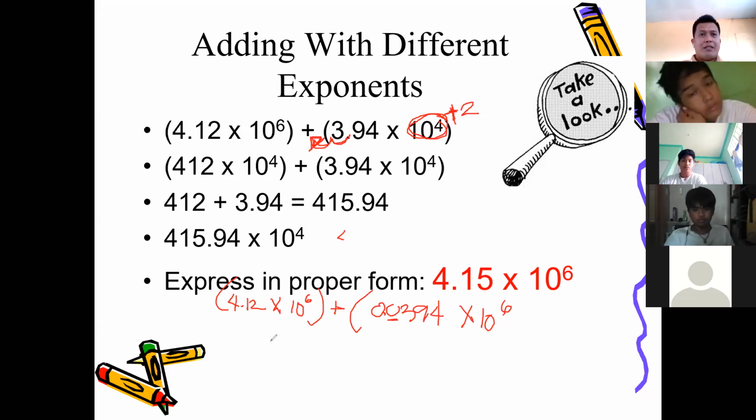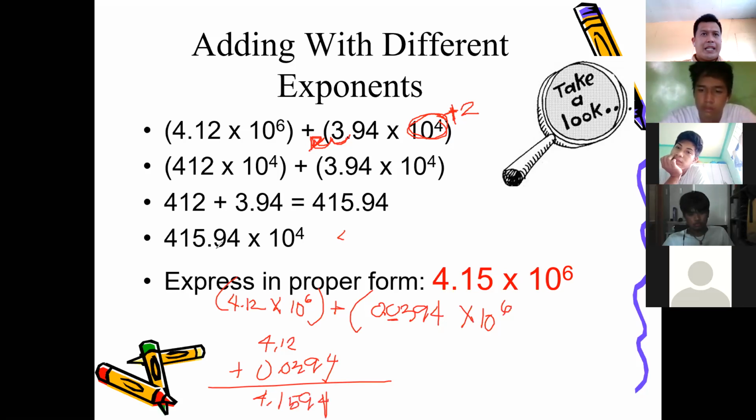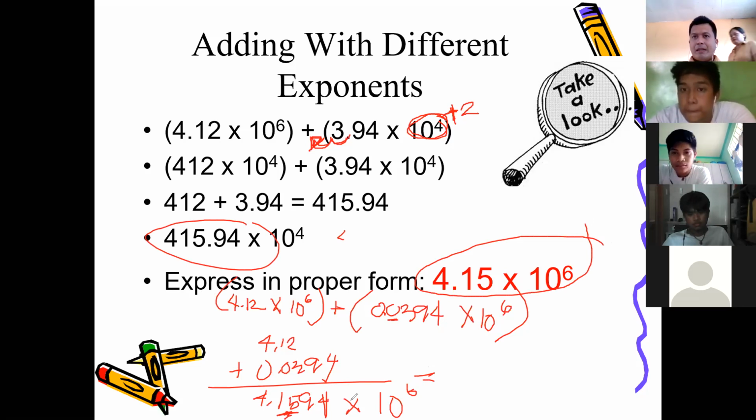Okay, so to continue, we have here 4.12 added with 0.0394. So the answer would be 4.1594, which is basically the same as this one. In short, the answer then would be 4.1594 times 10 to the power of 6. And then the answer here is just using the first three digits, 4.15. Questions?